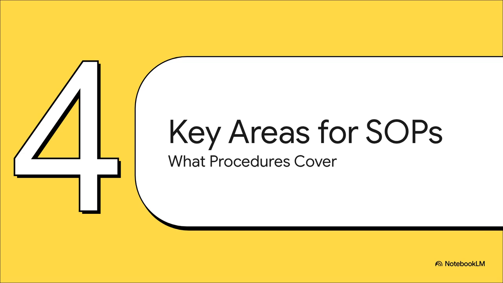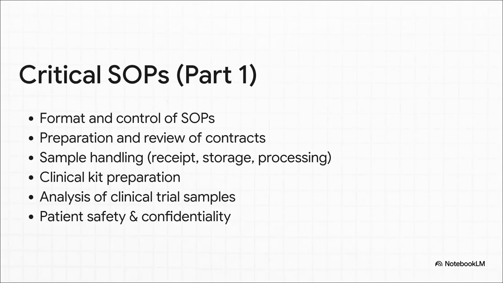So you might be wondering, what exactly do we need to write SOPs for? Well, the GCLP guidance is very specific. For a lab like our hypothetical Apex Labs to be compliant, there's a checklist of areas they absolutely must cover. Think of this first batch as the entire administrative and logistical framework of the lab. You've got that SOP on SOPs we just talked about, procedures for contracts, and then the entire journey of a sample, how it's received, stored, and processed. You also need SOPs for preparing clinical kits and, of course, absolutely critical procedures for protecting patient safety and confidentiality.